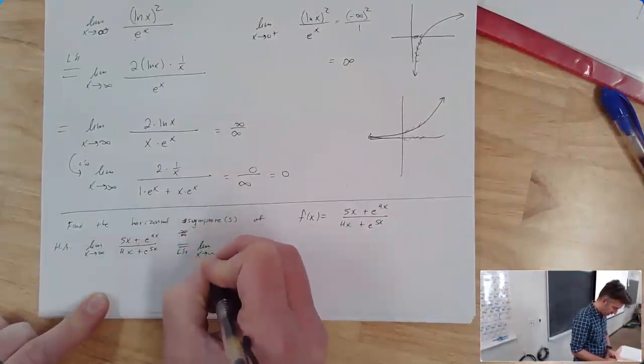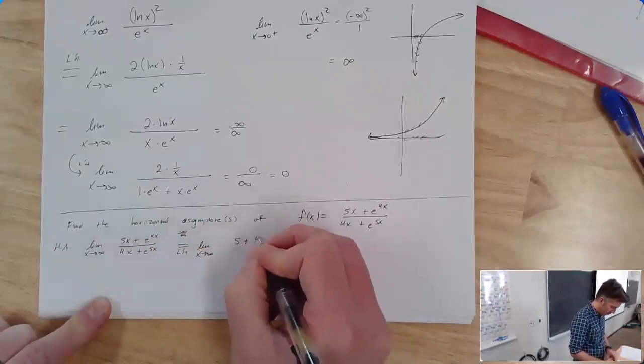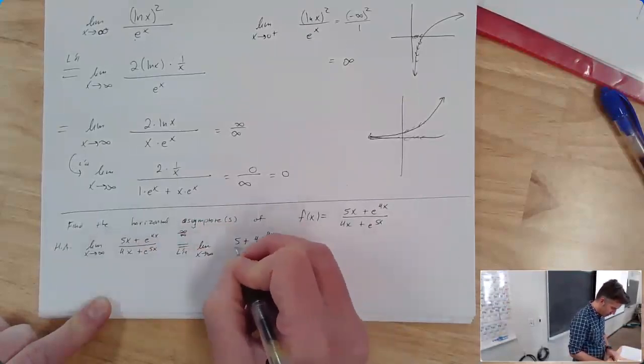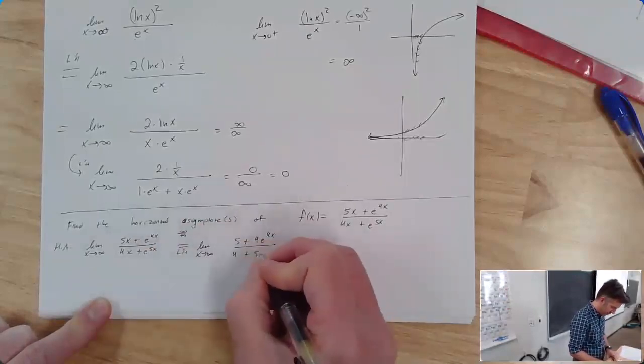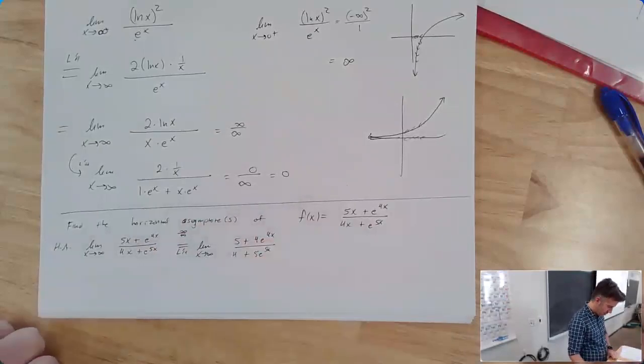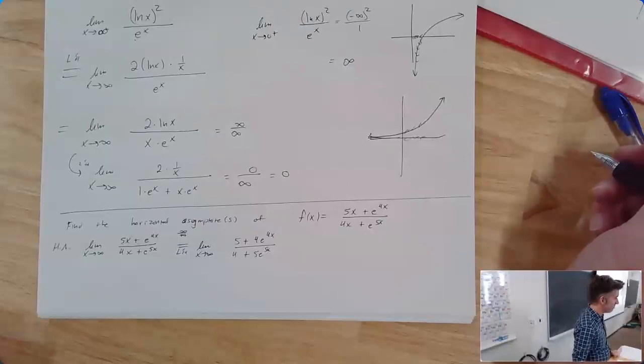So let's see, I'm gonna get the derivative of 5x is 5, the derivative of e to the 4x is 4 e to the 4x over 4 plus the derivative of e to the 5x is 5 e to the 5x. Still infinity over infinity. I guess I better do it again.